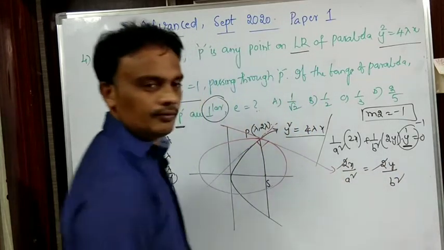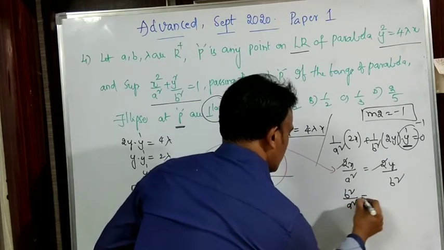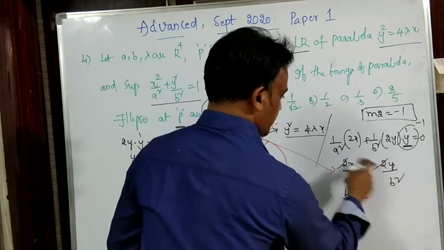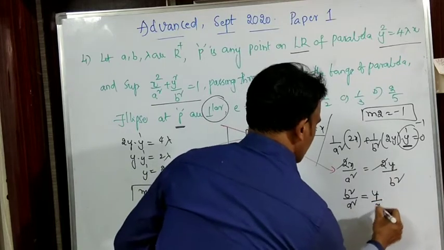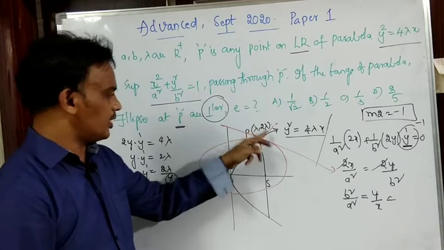Then b²/a² is y by x. So what is y by x? The y coordinate by the x coordinate at this point, 2 lambda by lambda, which is 2.